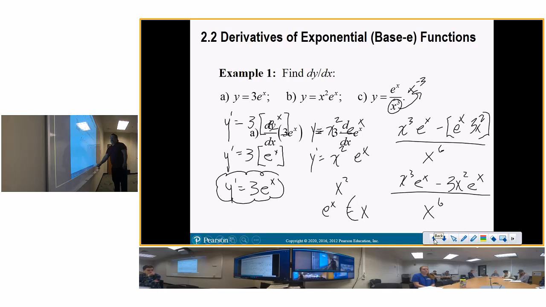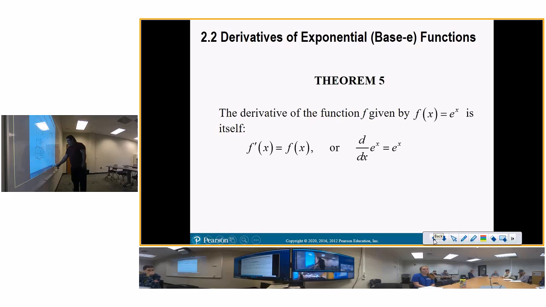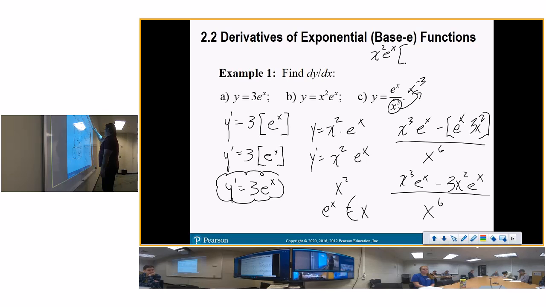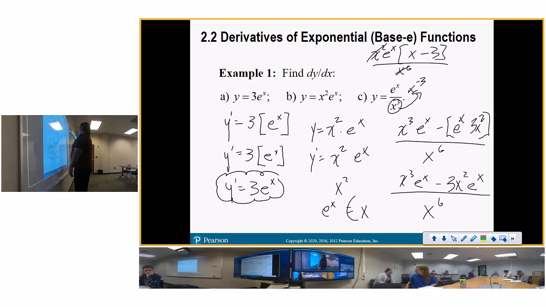Let me go back. I don't want to show you the answer yet. There we go. So I'm going to go to the top. You can factor out x squared e to the x, and that's going to leave what? x minus 3, right? Yeah, x minus 3 over x to the 6th, and that'll cancel to a 3, right? No, cancel it to a 4. And that's going to be e to the x times x minus 3 over x to the 4th. And that's going to be your answer there.